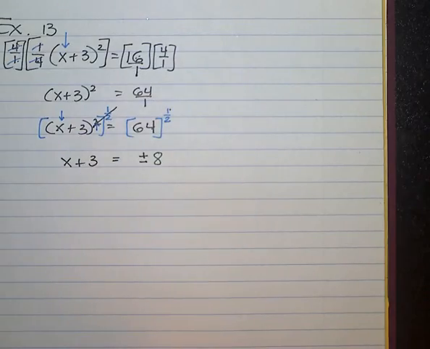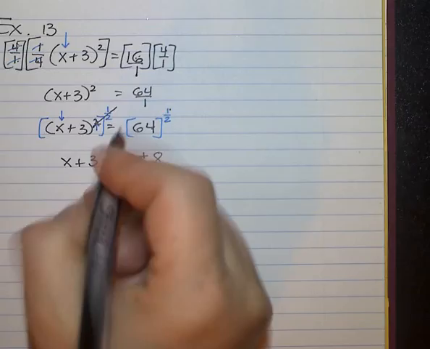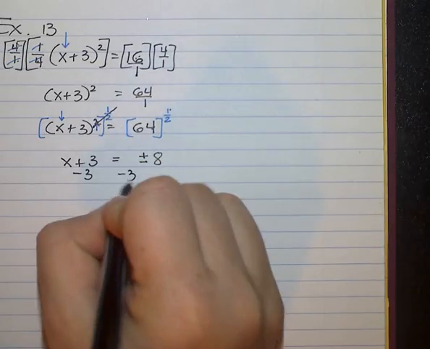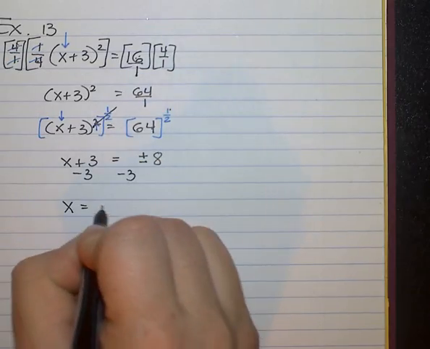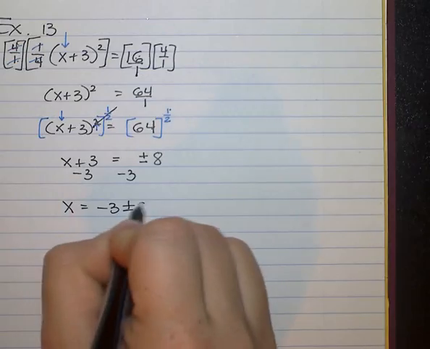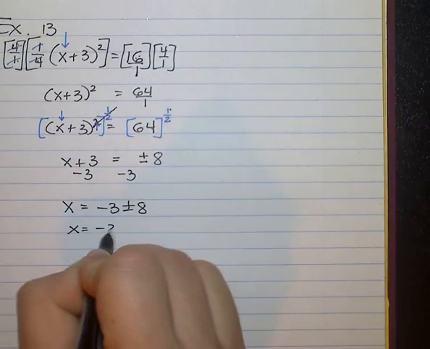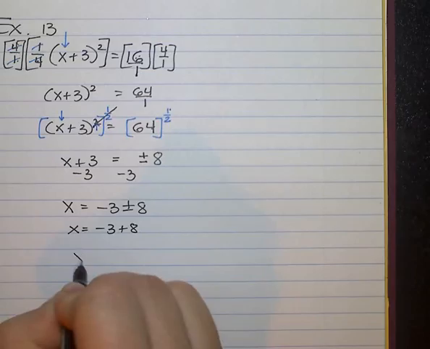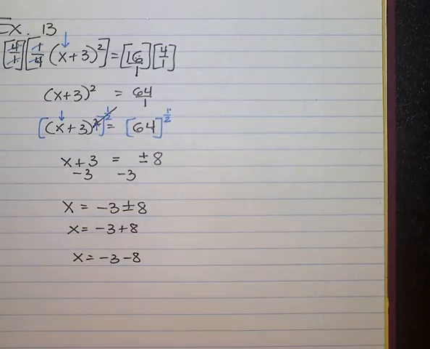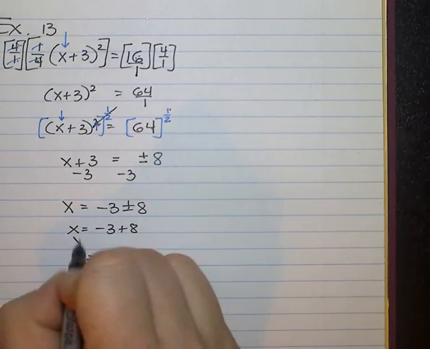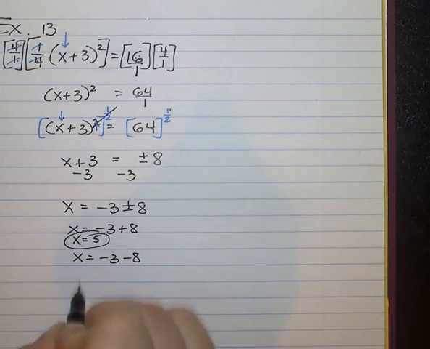And our final step is to move the 3 to the opposite side. To cancel out the 3, we're going to subtract and leave it in front of the plus or minus 8. 1 times adding and 1 times subtracting. That gives us an answer of positive 5 and negative 11.